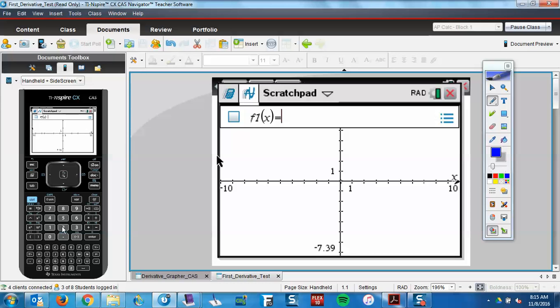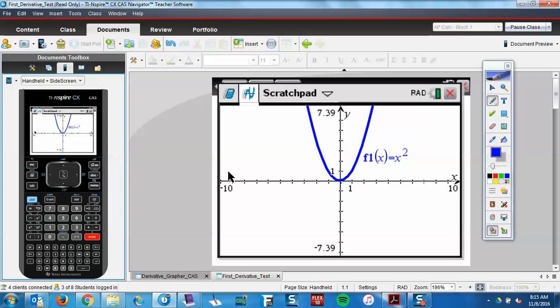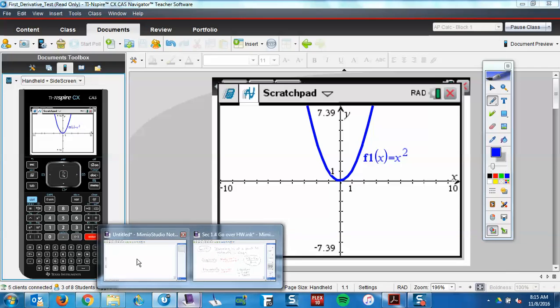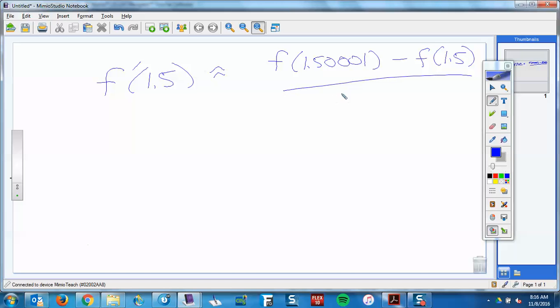But so when they said on question 10, for example, to do this function right here, and they asked you to find f prime of 1.5, then basically it said estimate by zooming. What I would do is I would do f of 1.5001 minus f of 1.5, and then over 1.5001 minus 1.5. There you go.